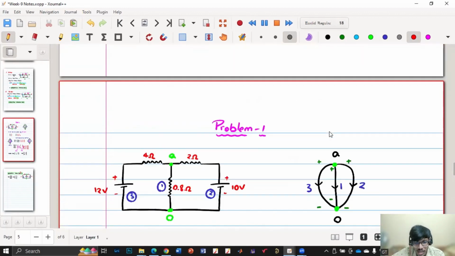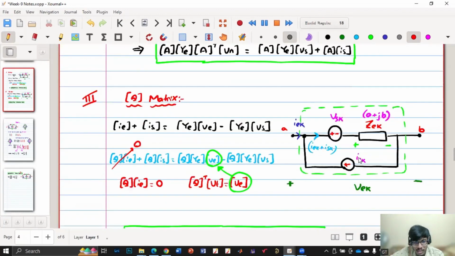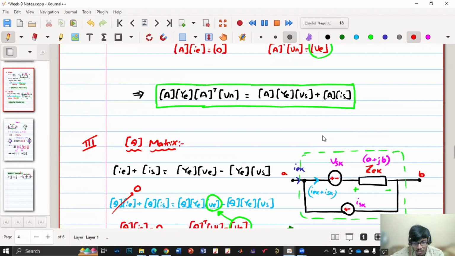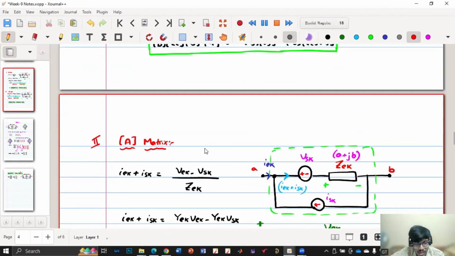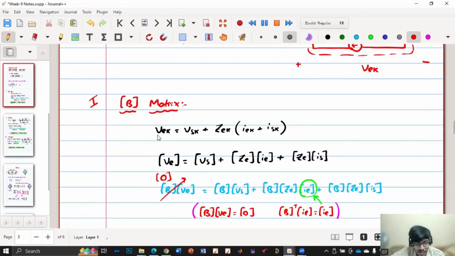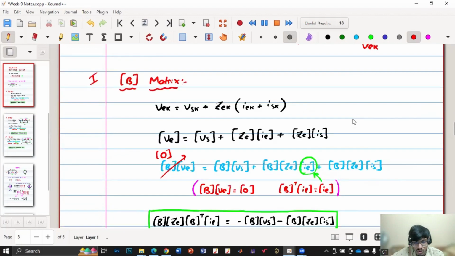So in such a scenario, if our VSK is also having the same polarity, then our VS is positive, because our VEK is also positive, right? If you consider the B matrix equation, we have considered VEK equals VSK plus ZEK. So here it is just positive VS, right? Plus VS. We have not considered anything, right? Did you follow?